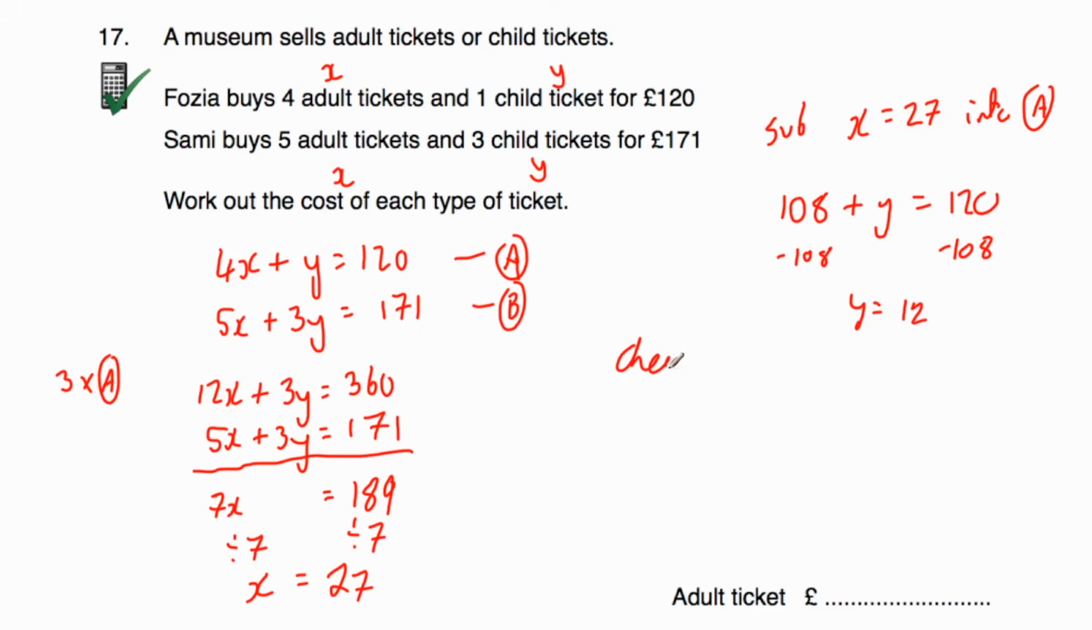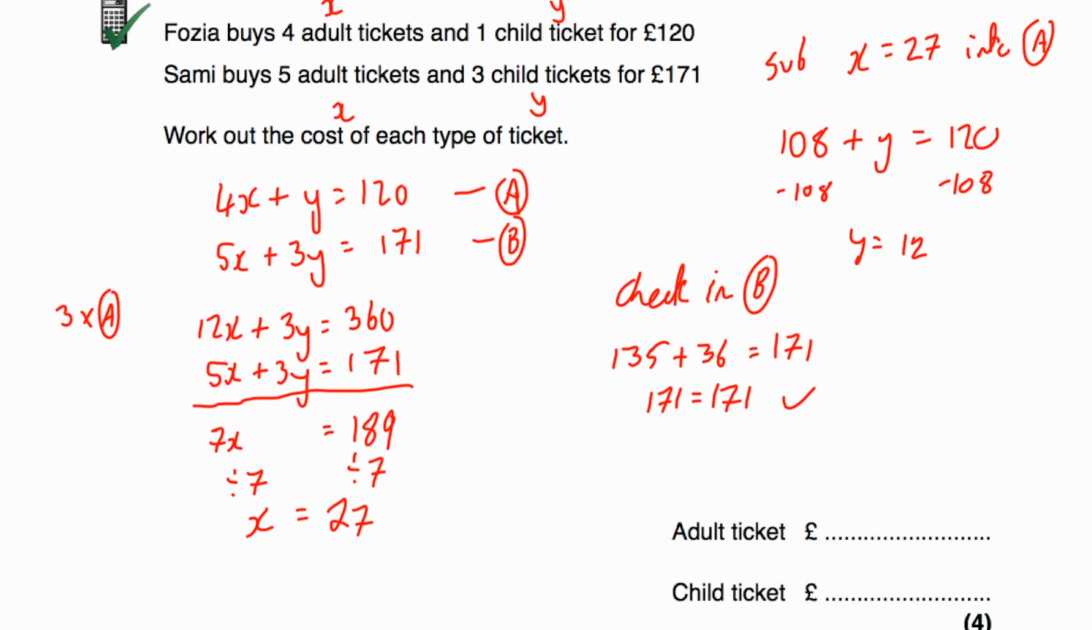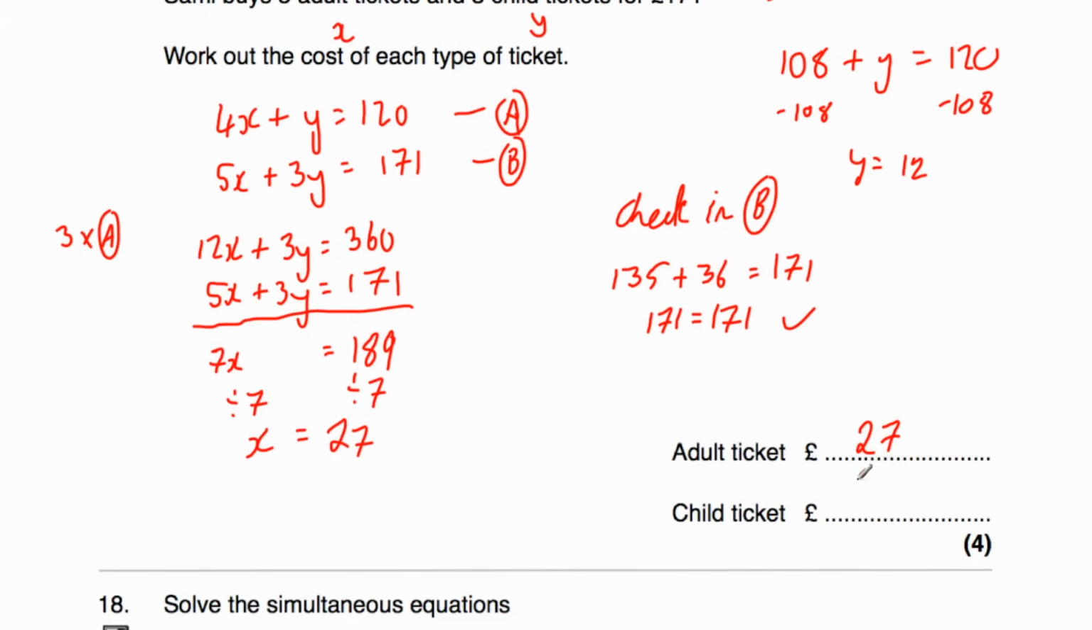And we can check that in equation B, so check in B. When we do that, 5 times x, 5 times 27 would be equal to 135, plus 3 times y would be 36, and that should hopefully be equal to 171. So 135 plus 36 would be equal to 171, and that's equal to 171, so that's correct. So we know that an adult ticket is equal to £27, and a child ticket is equal to £12, and that's it. Okay, let's have a look at question number 18.